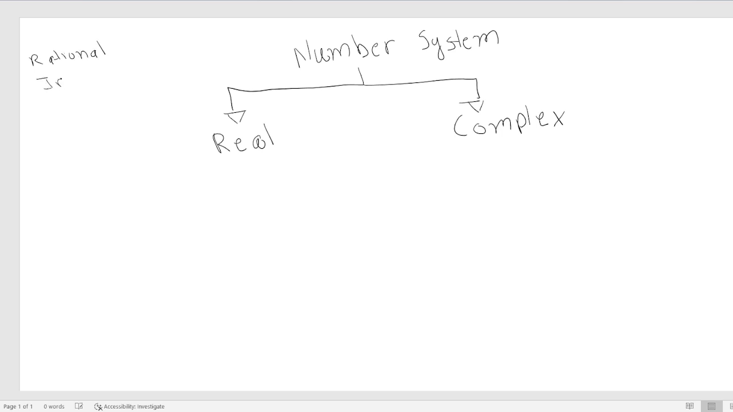irrational, integers, then it's going to be whole number, and then natural number. So the first one I'm going to talk about is integers.